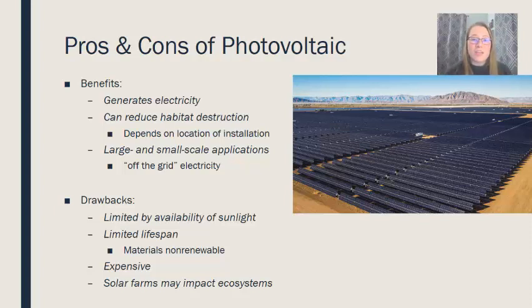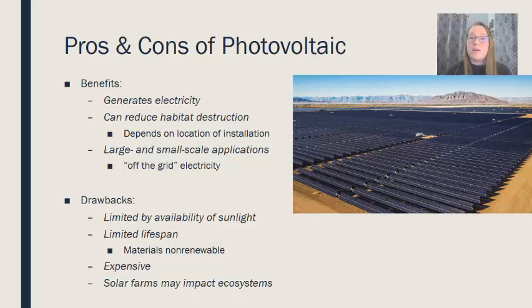Those small-scale applications would be solar panels on the roof of a home, and that helps a family live off the grid, so to speak, where they're not getting most of their energy from the grid itself. Now, those large-scale applications, those are what could lead to potential habitat destruction, especially in fragile desert ecosystems.